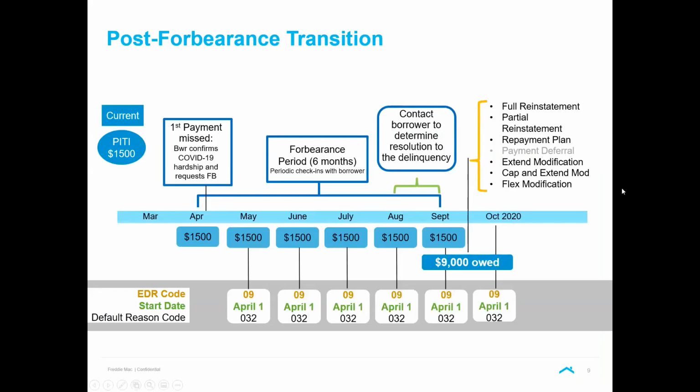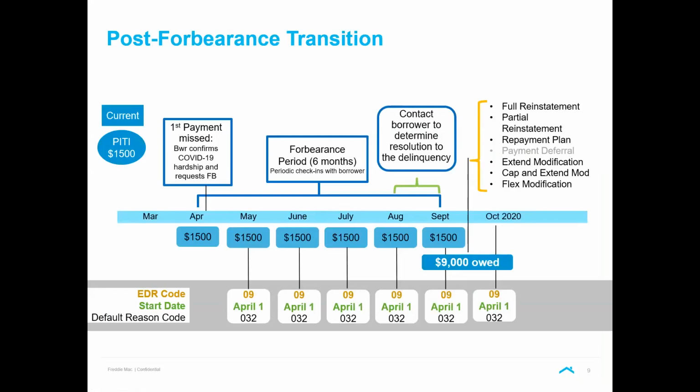Perfect. All right. So now we're in May. Borrower owes $1,500. They're on forbearance. You're going to report to us in the month of May, in the first 3 business days of May, your first EDR for April. So you're going to report code 09 because they're in forbearance. Again, 032 because they're impacted by COVID. With a start date of April 1st, the start date of the forbearance is April 1st, and that is because that is the first payment that's being forborne.